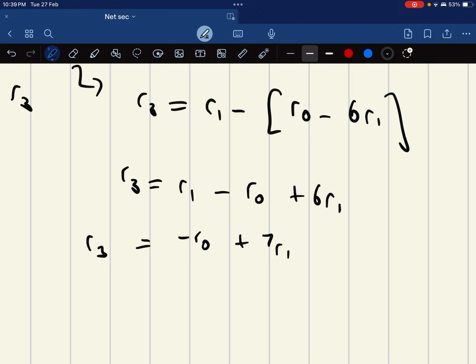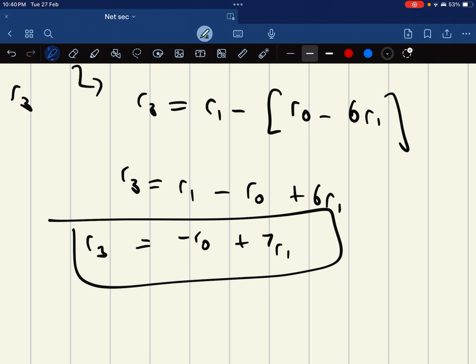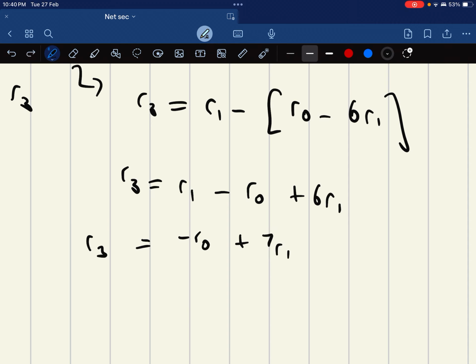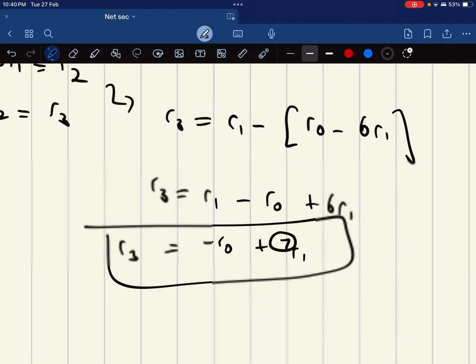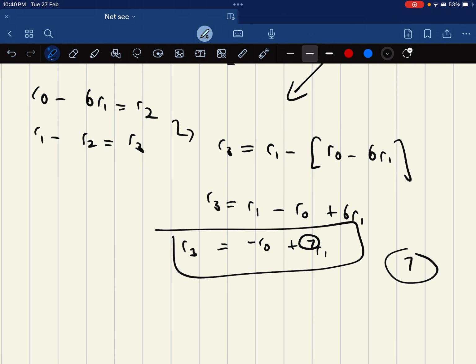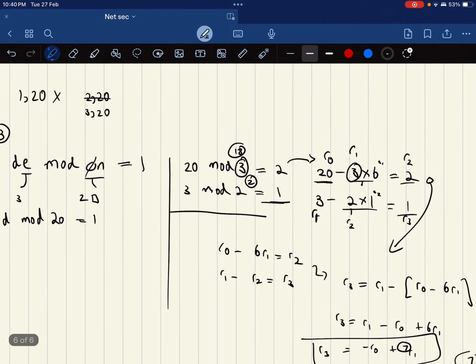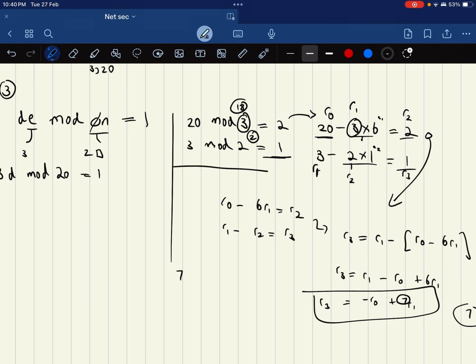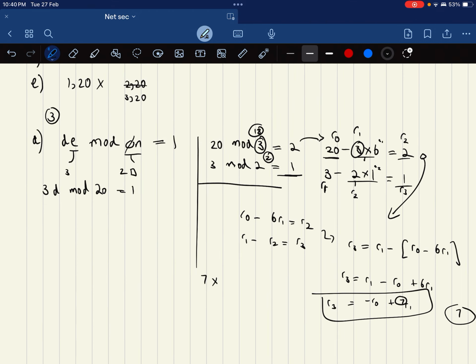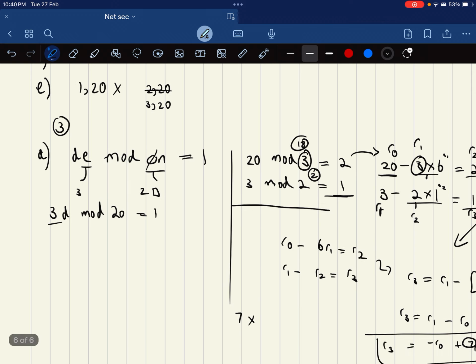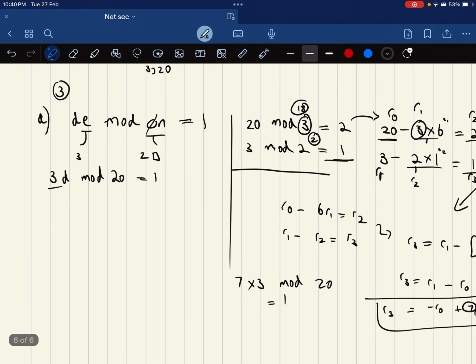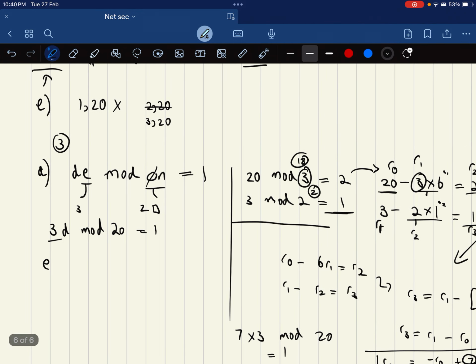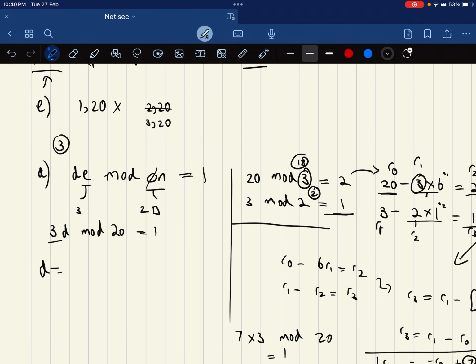As long as you come to this point, you're correct. You want only this value. You're not bothered with any other value. You look at 7, you take 7. 7 is the value I got here, by the way. You can check if your answer is right by doing 7 multiplied by 3, mod 20. It will be equivalent to 1. This will be your E value, I think. No, sorry, your D value. D is equal to 7.